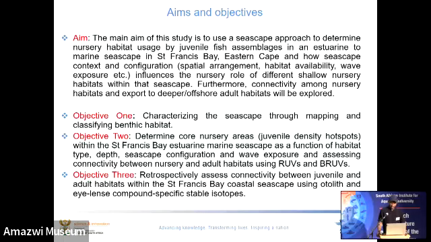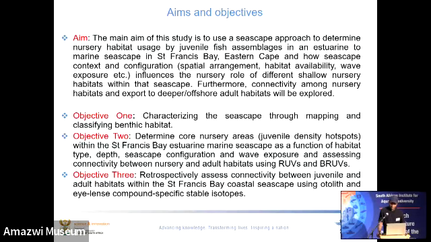In my PhD, we are aiming to use a seascape approach to determine nursery habitat usage by juvenile fish assemblages in an estuarine to marine seascape in St. Francis Bay in the Eastern Cape, and how the seascape context and configuration influence the nursery role of different shallow nursery habitats within that seascape. We will also try to quantify the connectivity from nursery habitats to adult habitats or to deeper waters.